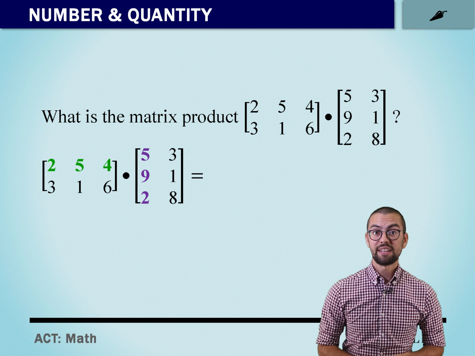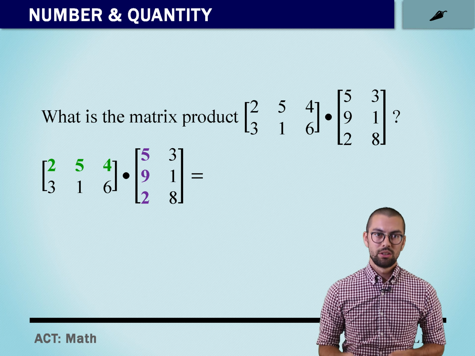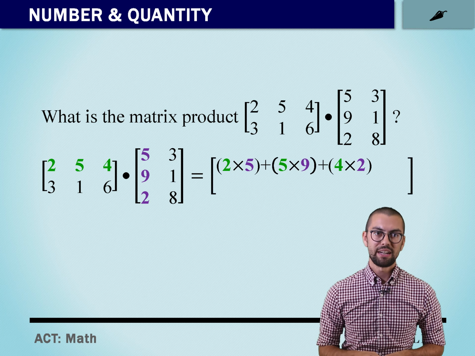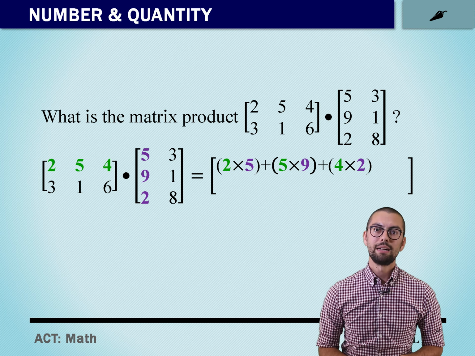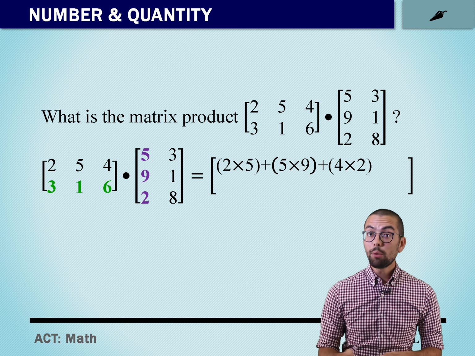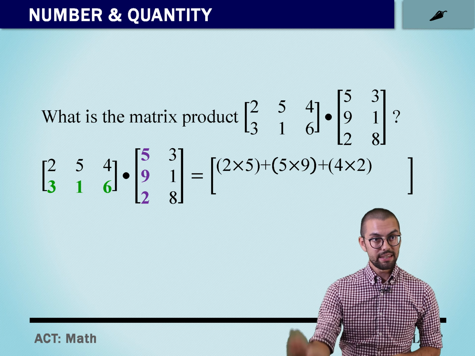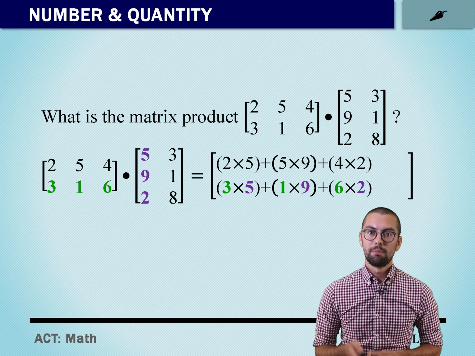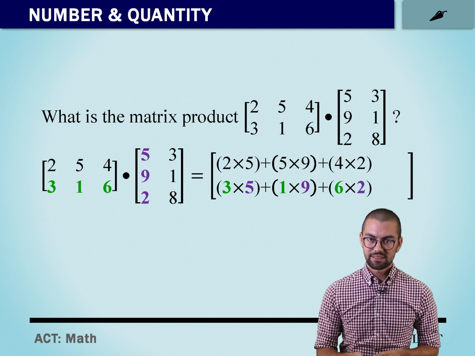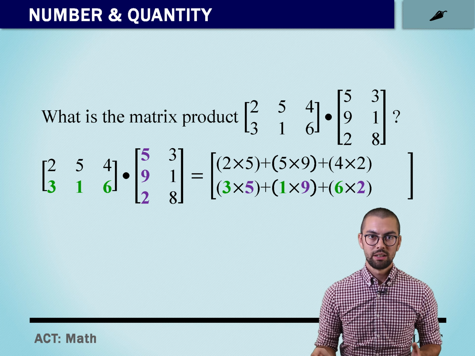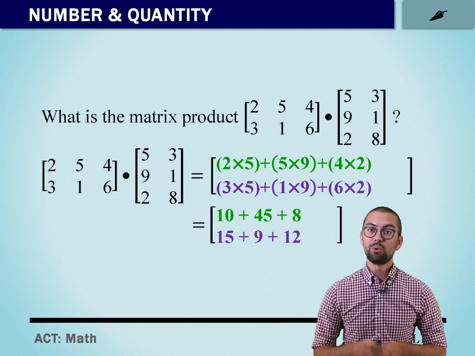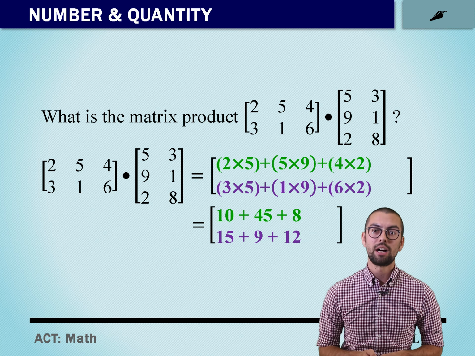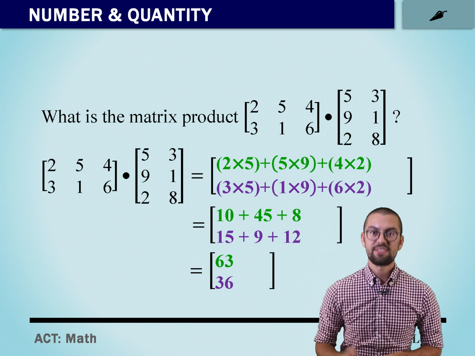So for the upper left entry, we'll get 2 times 5 plus 5 times 9 plus 4 times 2. In the lower left entry, we'll take the second row times the first column, 3 times 5 plus 1 times 9 plus 6 times 2. Then we simply perform those calculations. That will give us the first column, 63, 36.